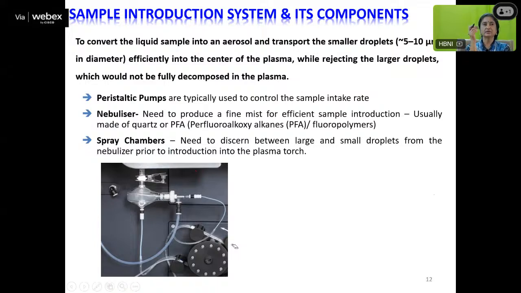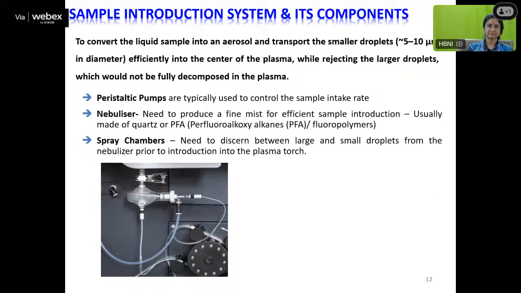The sample introduction system is utilized to convert the liquid sample into an aerosol. Small droplets of around 5 to 10 micrometers in diameter are transported to the inductively coupled plasma, and the large droplets are discarded, because if they pass to the plasma, the plasma impedance will change and the plasma will shut down. Therefore, they are not normally sent to the plasma.